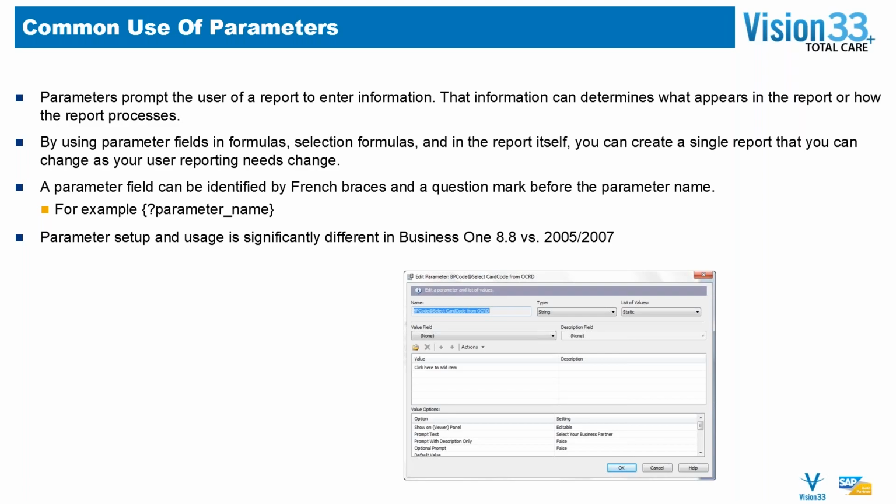So parameter setup and usage now in Crystal Reports Designer is really quite different when you use SAP Business One than when you've used Crystal Reports perhaps in any other role that you may have had in your career. So take note that you cannot use the parameter setup the way that Crystal Reports Designer does it for other applications. It is special and unique for SAP Business One ever since version 8.8, which is getting to be 10 years back now or a little bit more. So it's important that people have this knowledge.